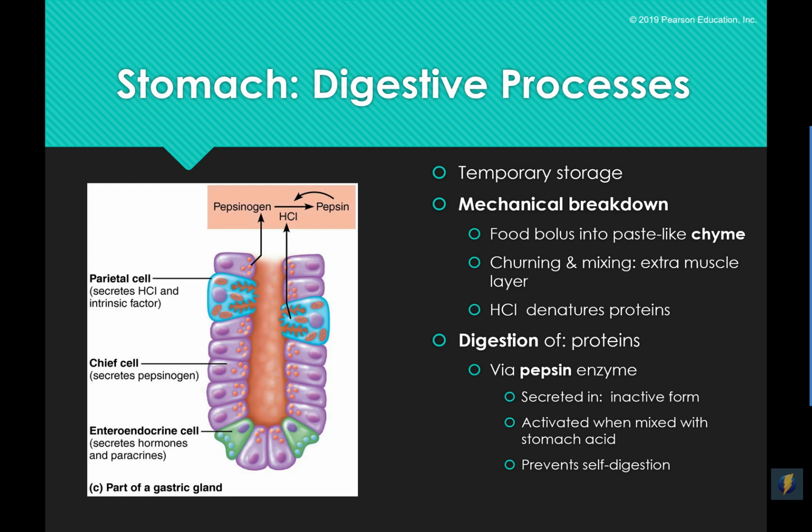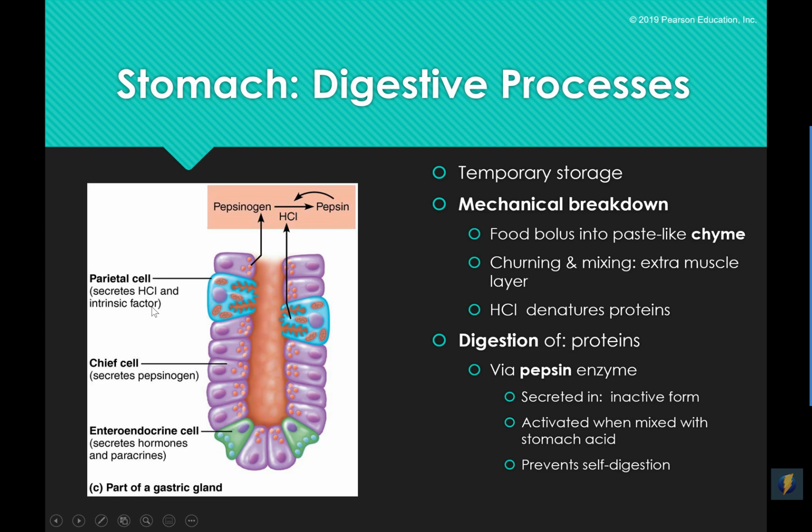There's a lot of mechanical breakdown that takes place in the stomach. Again, there's that extra layer of muscle that pummels and mixes the bolus of food into a more paste-like substance that we call chyme. There's lots of mixing that goes on here in the stomach. And then there is the stomach acid itself. So it is hydrochloric acid.